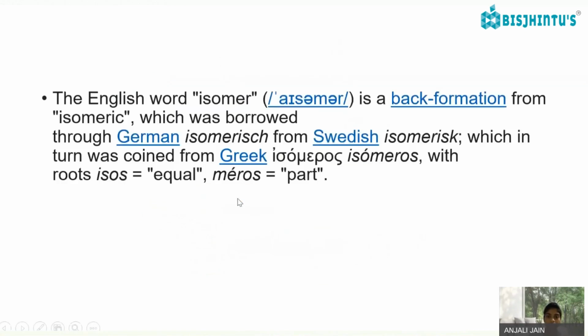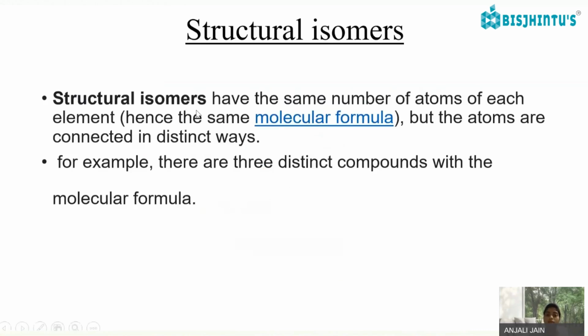Now, what exactly is an isomer? The English word isomer is a back formation, borrowed from the German or Swedish word, which in turn was coined from Greek with the root iso meaning equal. Equal parts should be there. That is what is called isomerism. Now we talk about structural isomers. They have the same number of atoms, but the structure is different. The molecular formula is the same, but the atoms are connected in a distinct way.